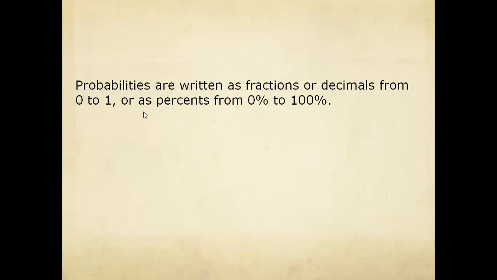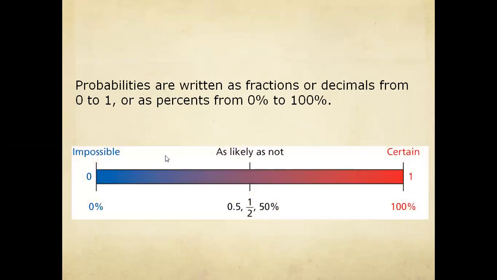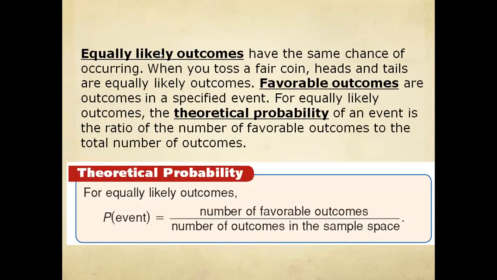Probabilities, as we know, can be written as fractions, decimals between 0 and 1, or as percentages from 0% to 100%. And we know how to find the probabilities of equally likely outcomes. Equally likely outcomes, as we said before, have the same chance of occurring, just like with a fair coin, heads and tail are equally likely outcomes. Favorable outcomes are outcomes in a specified event. For equally likely outcomes, the theoretical probability of an event is the normal probability that we used to find in the previous three topics.